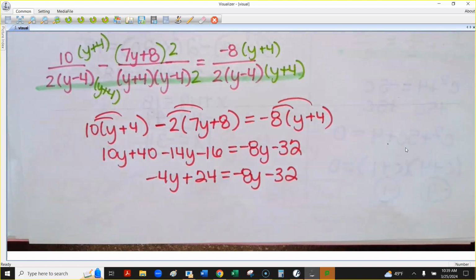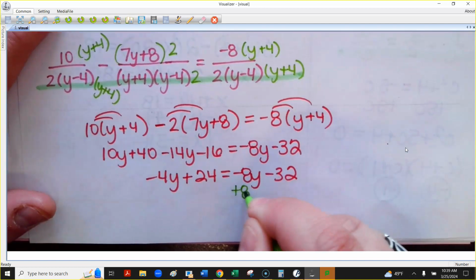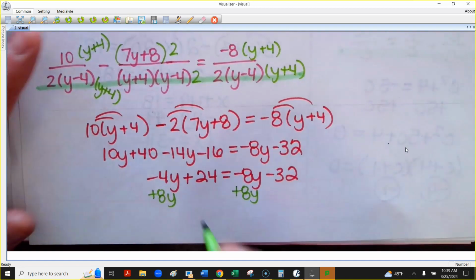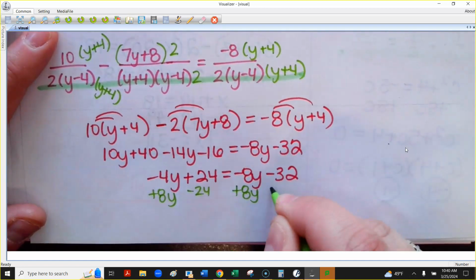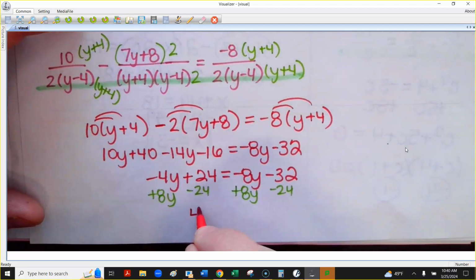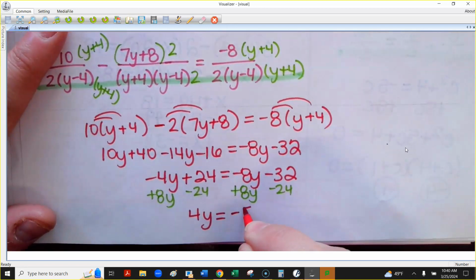And then it is totally up to you. If it's me, I try to make it so my variable will be positive. So if I was doing this, I would add the 8y to the other side. And I'm just going to do this in the same step. I'm going to subtract 24. Now, negative 4y, if you add 8y to that, that's going to give you 4y. And negative 32 minus 24, we're getting more negative, so this would be negative 56.